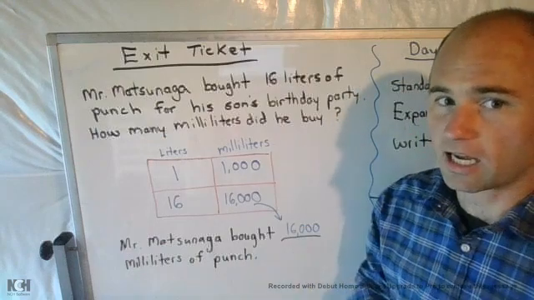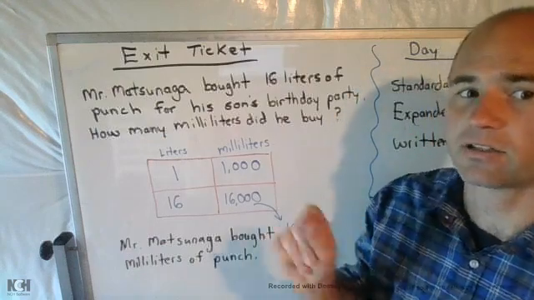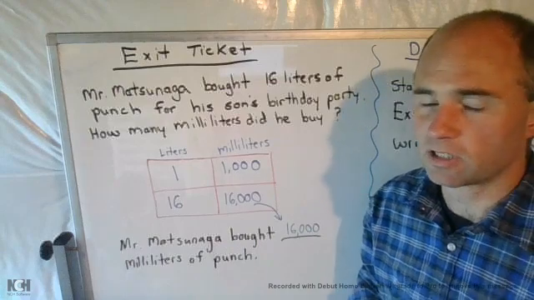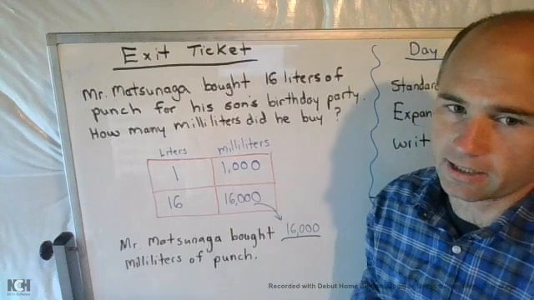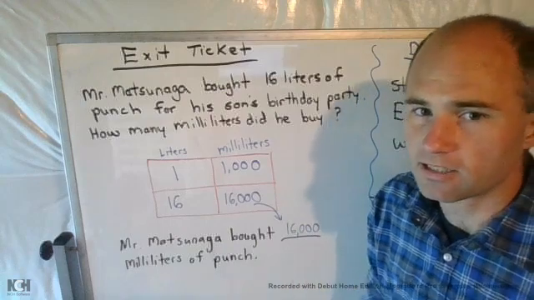Mr. Matsunaga bought 16 liters of punch for his son's birthday party. Oh, that's nice. Wonder what kind of punch it was. I'm a fruit punch kind of guy. How many milliliters did he buy?